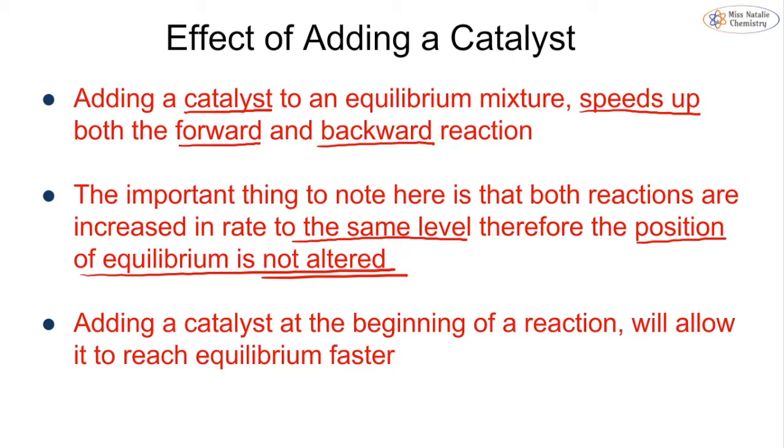What they can do, however, is allow a reaction to reach equilibrium faster. So if you have your reactants in a closed system and you add the catalyst at the start, you will reach equilibrium in a much quicker time than you would if you did not have the catalyst. That's what companies may use a catalyst for. It's not about shifting the yield to be more favourable. It's about, again, the energy costs and the time.